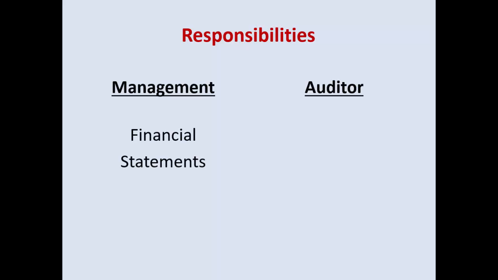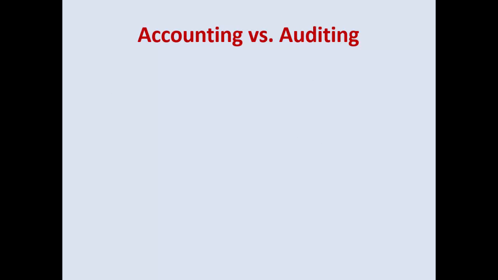This is different than a tax audit. So there are certain responsibilities that come with auditing. The management is responsible for the creation of the financial statements. The auditor simply expresses an opinion and delivers that opinion to management. If they find a problem, they communicate with management, but it's management's responsibility to make any correcting journal entries.